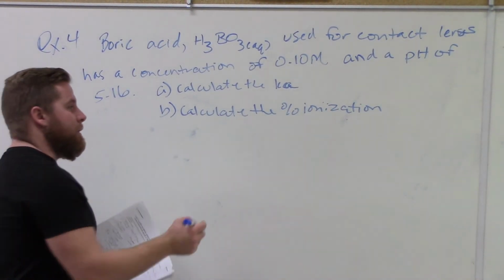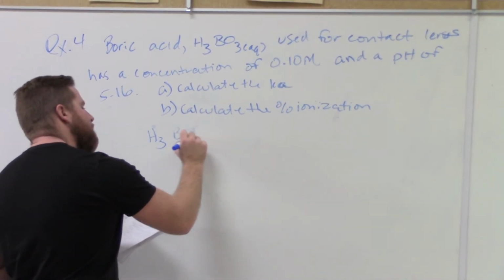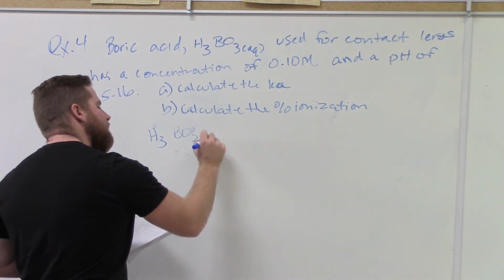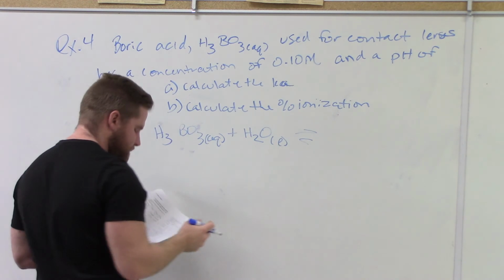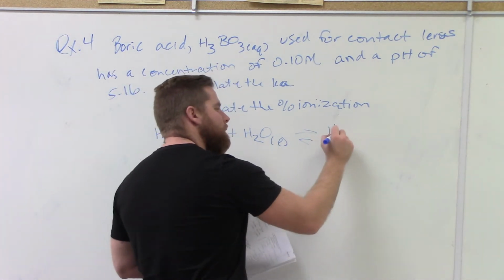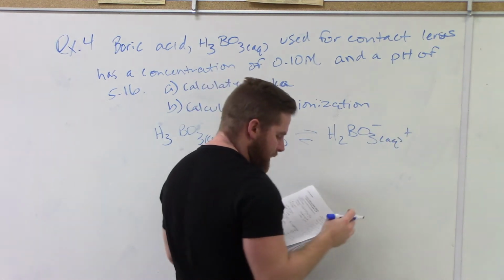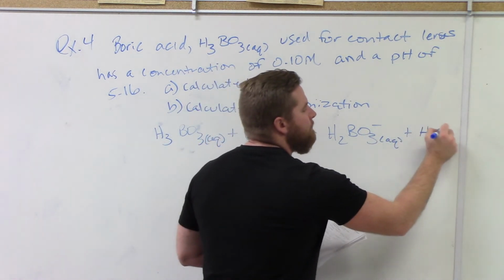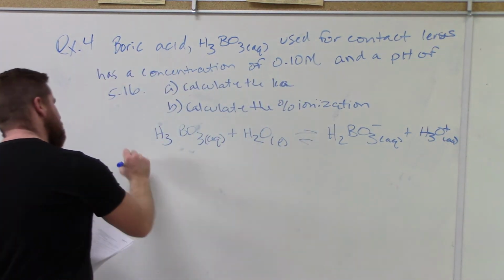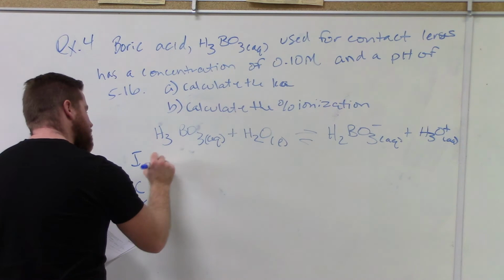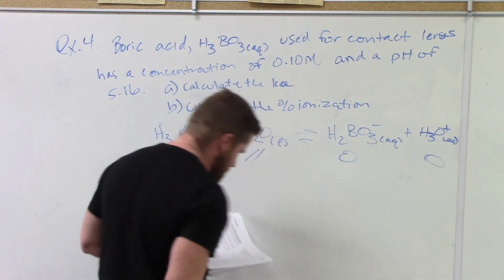Okay, so again, first thing we do is make the equation. So H3BO3 aq plus H2O makes H2BO3 negative plus hydronium. And that's 0.10. I don't worry about that. These are 0 and 0.